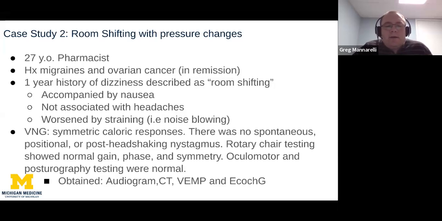She initially had what we call our conventional vestibular battery: symmetrical caloric responses, no spontaneous, positional or post-head shaking nystagmus. Rotary chair testing was normal. Oculomotor and posturography testing were normal. And they also obtained an audiogram, CT, VEMP, and ECOG. Just in the interest of time, I'm going to skip the VEMP testing.